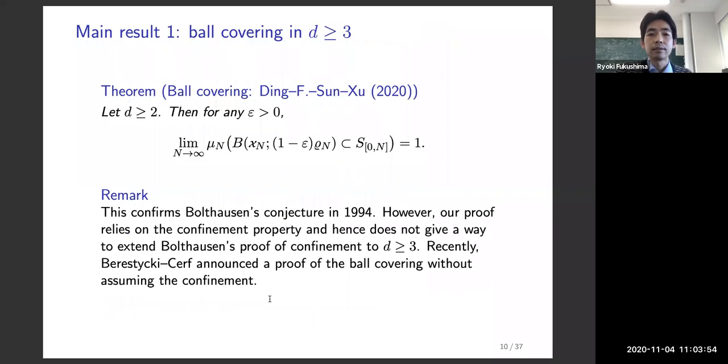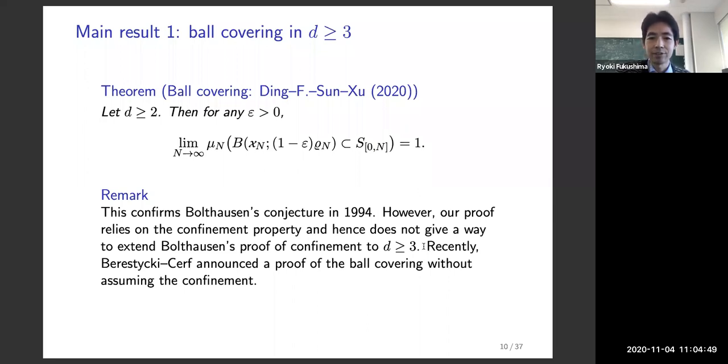Okay, and here is our first main result, which resolves Bolthausen's conjecture. For any d greater than or equal to 2, the random walk range covers this slightly smaller ball with high probability. And of course, this confirms Bolthausen's conjecture from 1994. However, I'm not sure if Bolthausen will be satisfied with our proof, because our proof relies on the confinement property. The confinement property is proved by another method by Tobias Pobel in general dimensions, and we are using that result. So although we solved his conjecture, our solution doesn't give him a way to complete his program, so to speak.